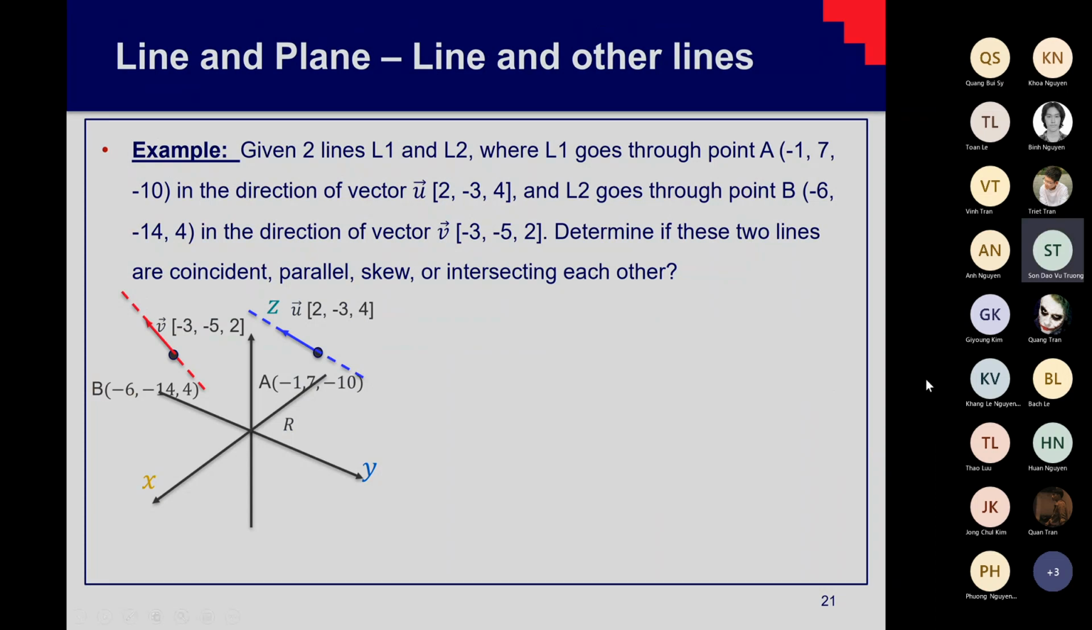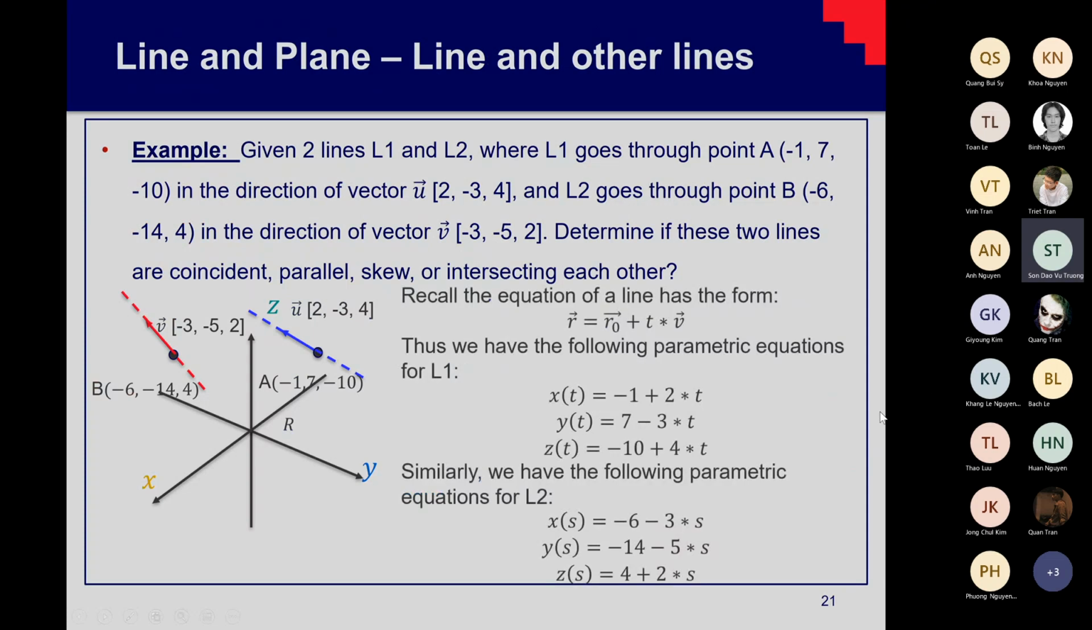Remember the equation for the line that we had last time: the vector r equals the vector r0 plus t times the vector v, where t is the parameter value.